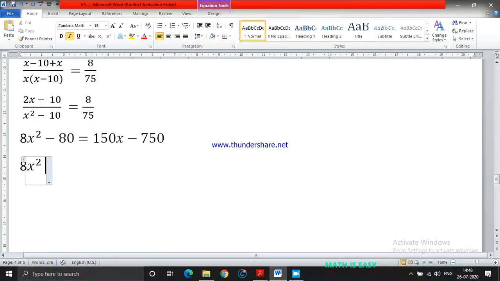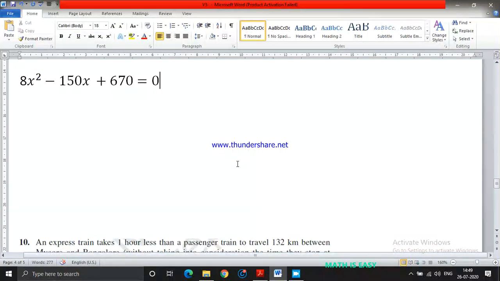Then you will get 8x square minus 150x. Why minus 150? This plus 150x I am bringing to the left hand side, so it will become minus 150x. This minus 750 also will come to the left side as plus 750. So 750 minus 80 is 670, is equal to 0. So if you want to simplify the equation, simplify, then factorize.